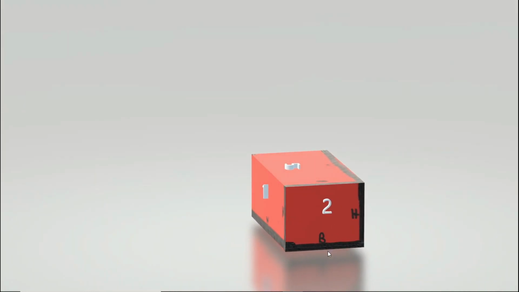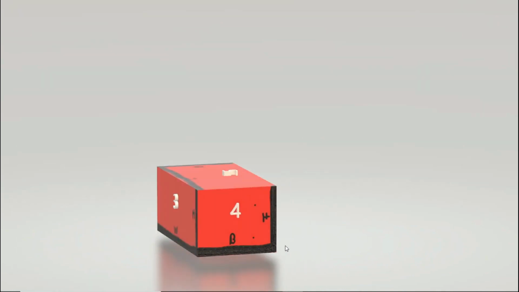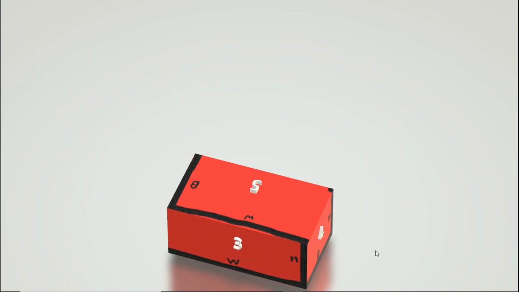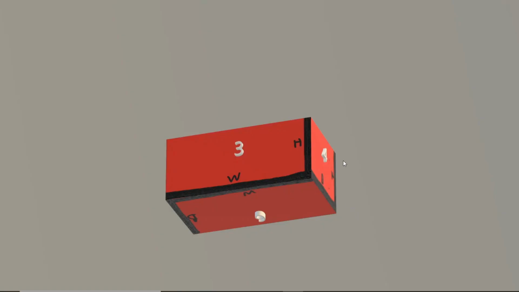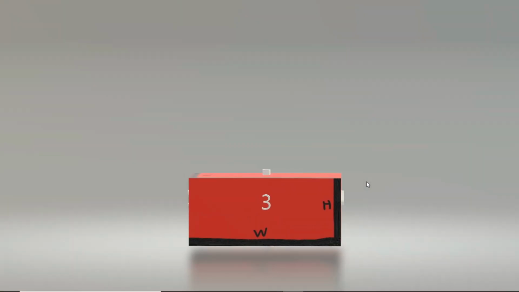Why rectangle? Because both the sides are not the same. This is breadth, this is height, which is different. Again, third is also a rectangle, fourth is also a rectangle, fifth is also a rectangle, and sixth is also a rectangle. So we can say a cuboid is made up of different combinations of rectangles.